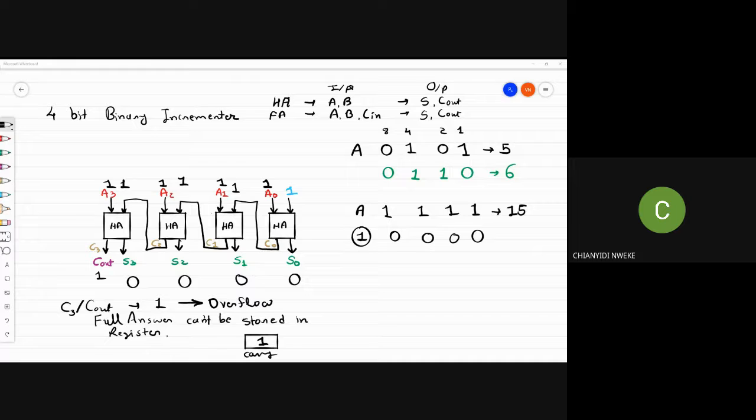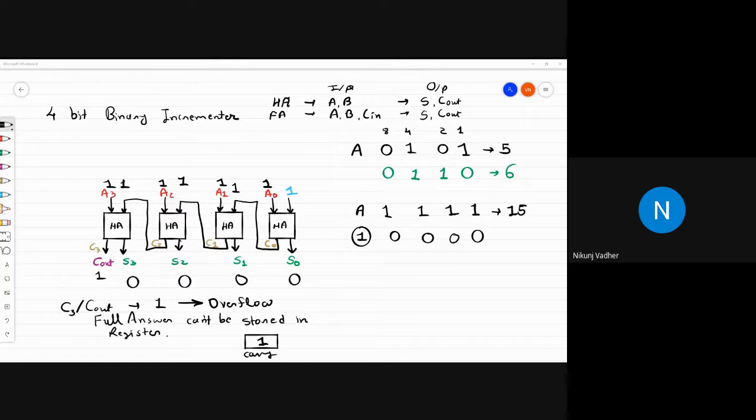Hello, sir. Can the register value be increased? I think we are getting some noise. Can you mute and unmute yourself again? I said, can the register value be increased?